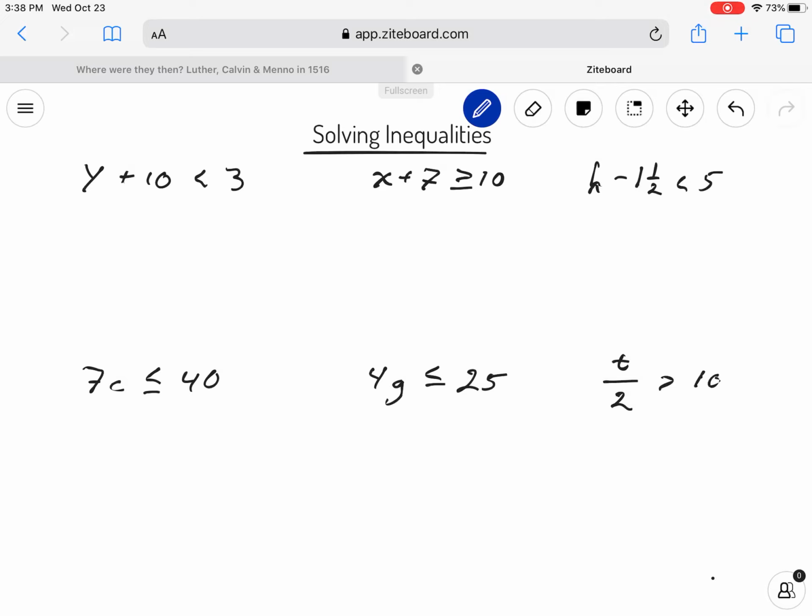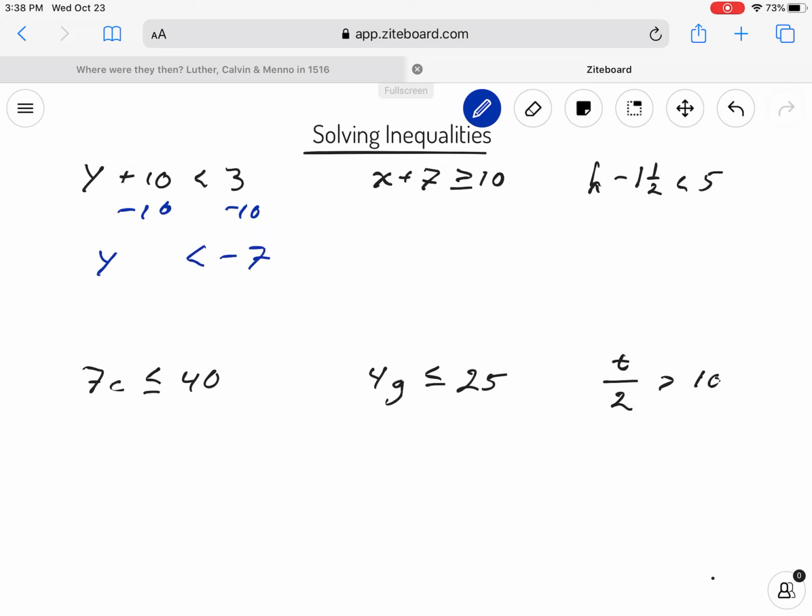I can solve them by subtracting the same quantities from both sides, adding the same quantities to both sides, dividing both sides by the same quantity, and multiplying both sides by the same quantity. Okay, so we'll just go through that to clarify this. So we have y plus 10 is less than 3. So I'm going to subtract 10 from both sides, and that's going to leave me with y is less than, in this case, negative 7.